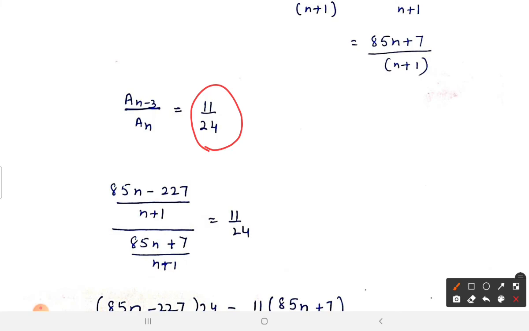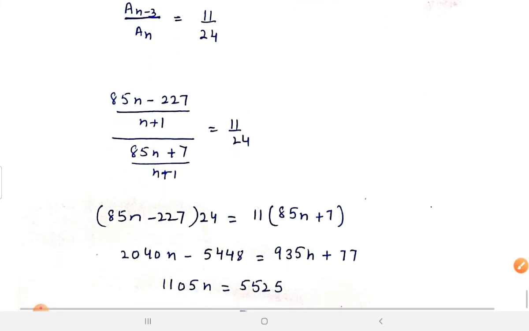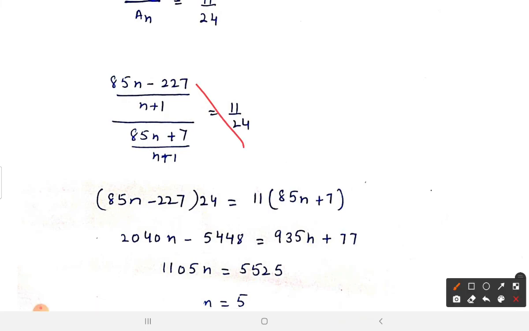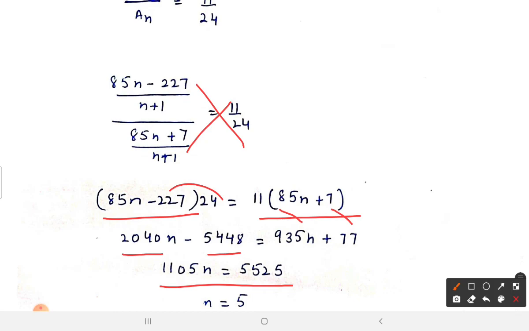So this cancels with this, and we cross multiply 24 with this and 11 with this. After multiplying 24 with 85n we have 2040n, and 227 with 24 gives 5448. Multiply this with this and this with this. Solving for n, we will get 1105n equal to 5525, and n as 5.